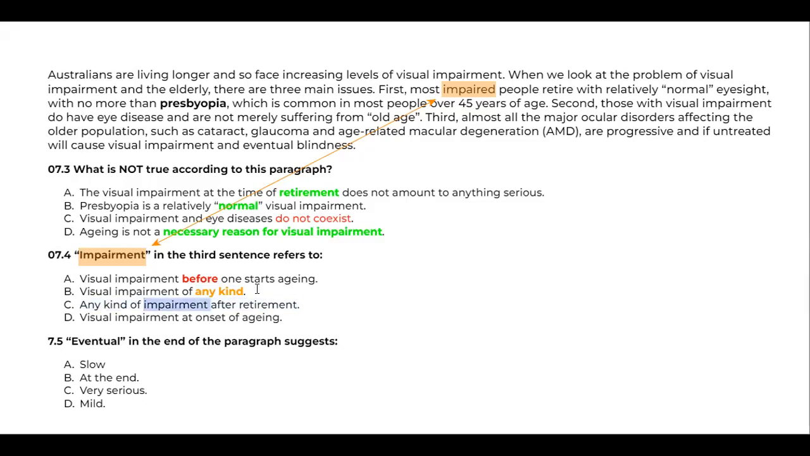Any kind of impairment after retirement? No, we are not talking about any kind of impairment. That is totally incorrect. We have to go ahead of that. Visual impairment at the onset of aging.